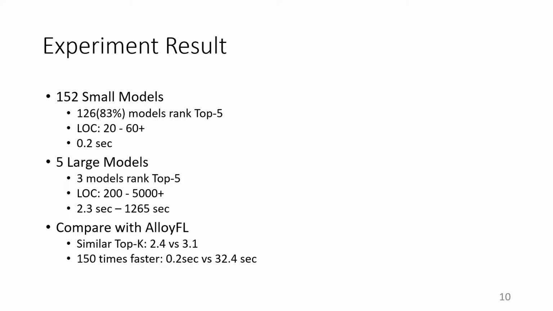We also compare FLACK with the state-of-the-art tool for LOE fault localization, which is LOE-FL. Both have very similar top K performance, an average of 2.4 for FLACK versus 3.1 for LOE-FL. However, FLACK runs much faster than LOE-FL. It's about 150 times faster, with an average runtime of 0.3 seconds for FLACK versus 32.4 seconds for LOE-FL.